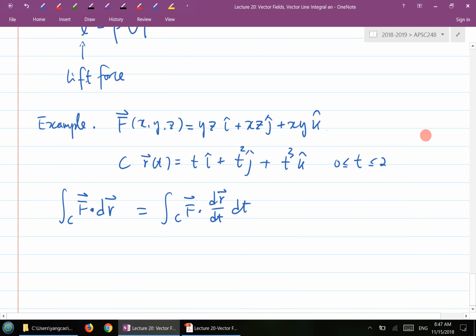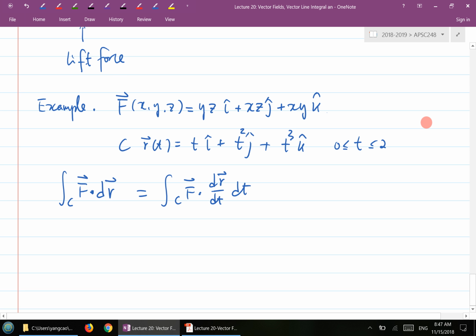Let's do the calculation for this simple one. First, we need to calculate dr over dt. Once you're comfortable, you can just go along without doing this as a separate step. dr over dt, we get 1, 2t, 3t squared.